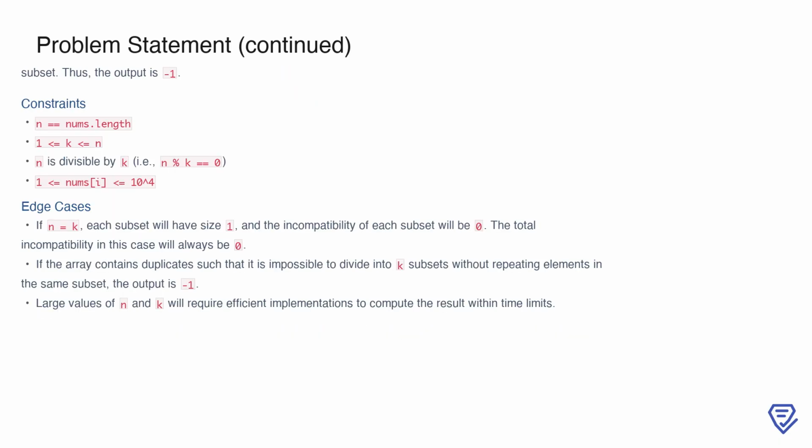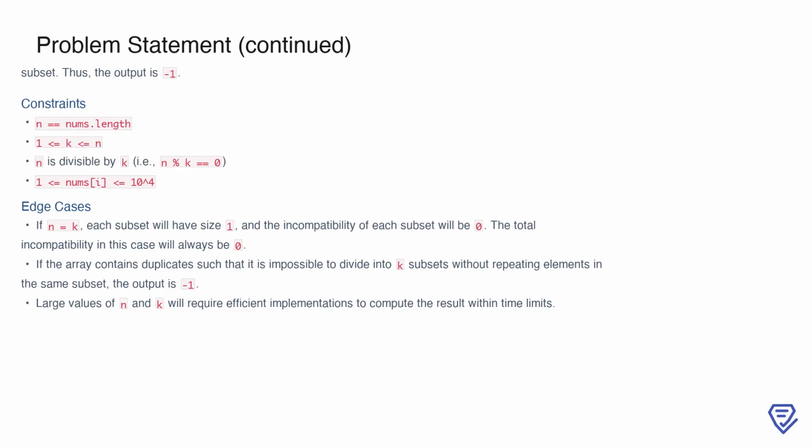Finally, let's review the constraints and edge cases for this problem. The constraints specify that the length of the array n is divisible by k, ensuring that the subsets can potentially have equal sizes. Each number in nums is between 1 and n. For edge cases, if n equals k, each subset will have a size of 1, and the total incompatibility will always be 0 since each subset contains only a single element.